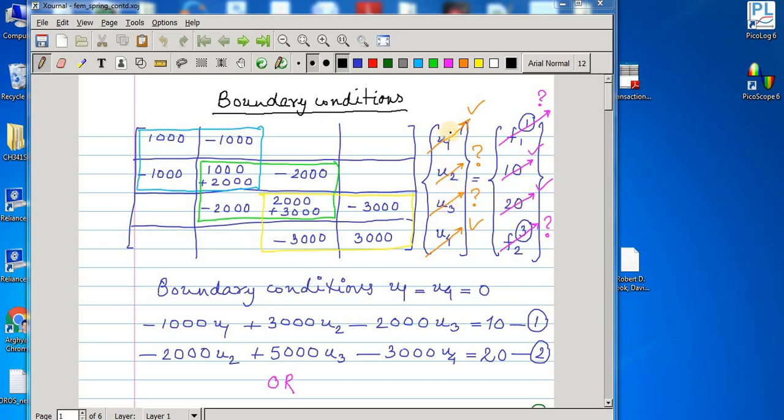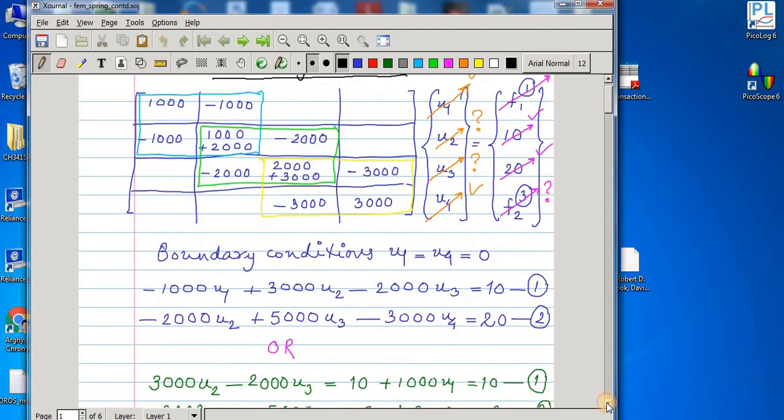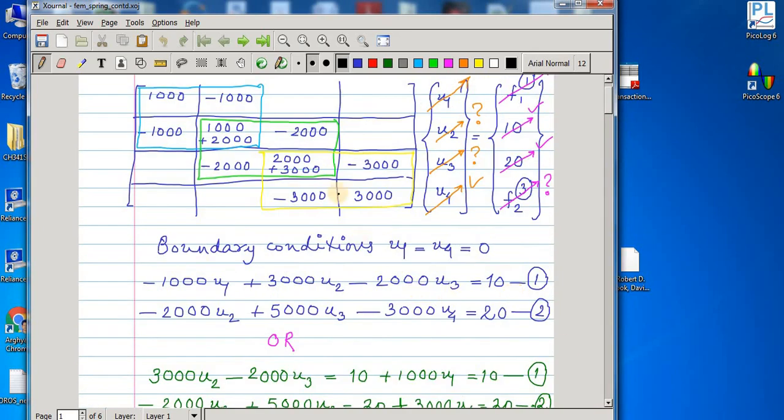So these were the unknown displacements and these were known displacements. Where the displacements are known, the forces are unknown, and where the displacements are unknown, forces are known. And from here we actually took these two equations, because if you want to solve this matrix, first of all you will not be able to solve it because this matrix is singular. So you have to put the boundary conditions.